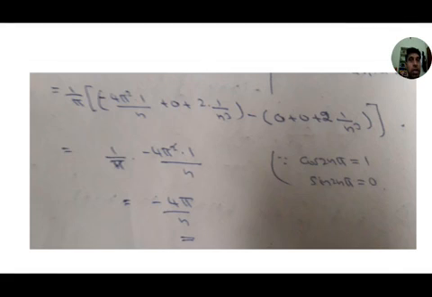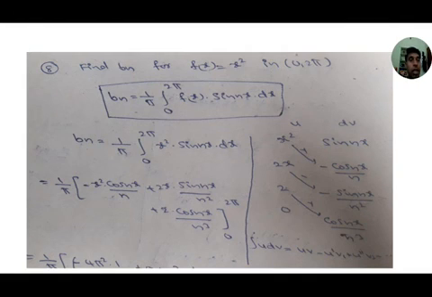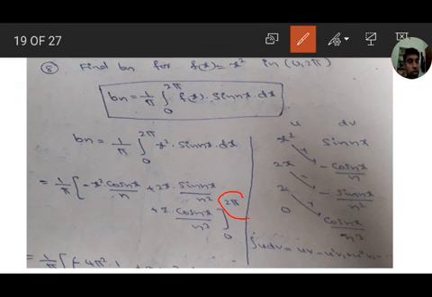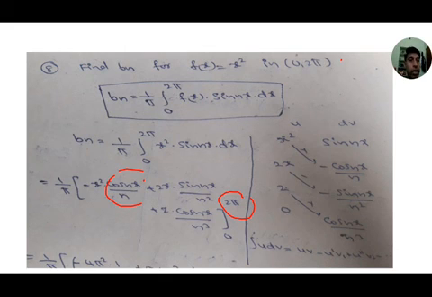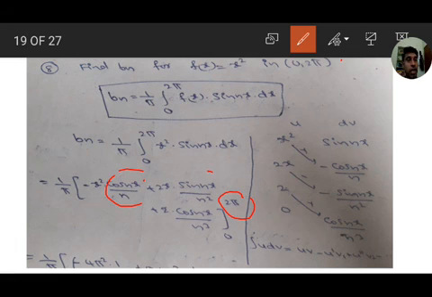If you substitute the limits here, cos 2n pi value is 1. If you substitute 2 pi, that is minus, outside 2 pi whole square means 4 pi square. Cos 2n pi value is 1, so 1 by n. So minus 4 pi square by n. Next, 2 into 2 pi sin 2n pi, value is 0, so we will get 0.